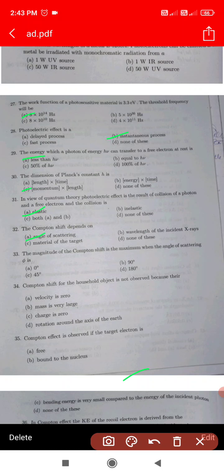Next, 33rd one: the magnitude of the Compton shift will be maximum at an angle of scattering of 180 degrees. Next one: Compton shift for a household object is not observed because the mass is very large. That is B, the answer, not A or C. Next, Compton effect is observed when the target electron is free.